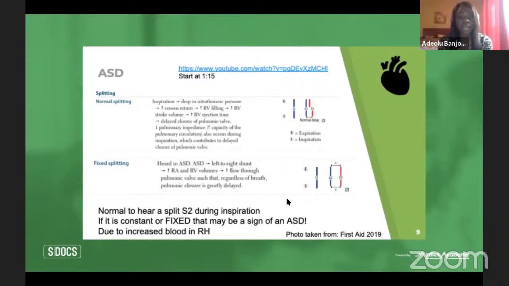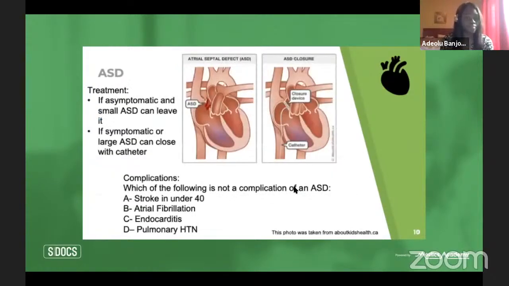And this slide just kind of explains what the split S2 actually means. So what you have with an ASD is fixed splitting, which is where your S2 sound, the dub after the lub dub, will always be split, whether it's on inspiration or expiration. Whereas normally you would get splitting in inspiration, but not in expiration. So that's the difference between normal and pathologic, potentially an ASD, is that that splitting will be fixed and will happen all the time, regardless of inspiration or expiration.